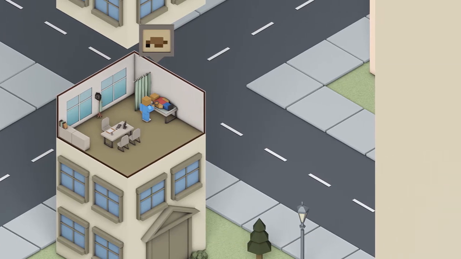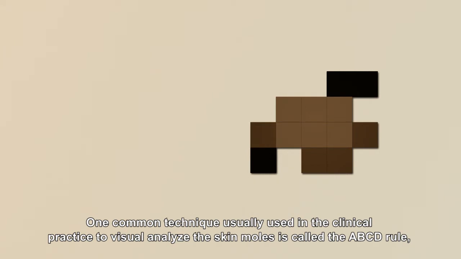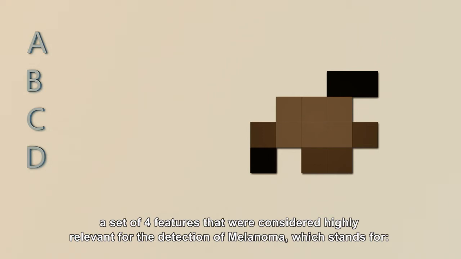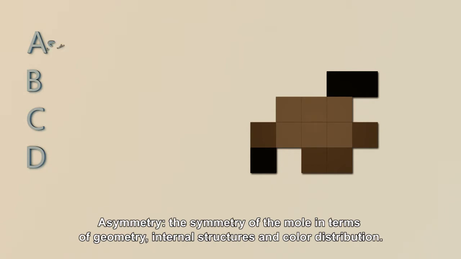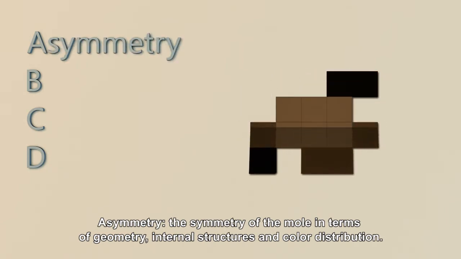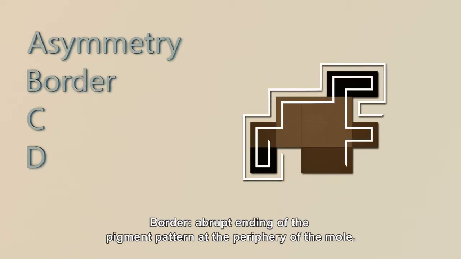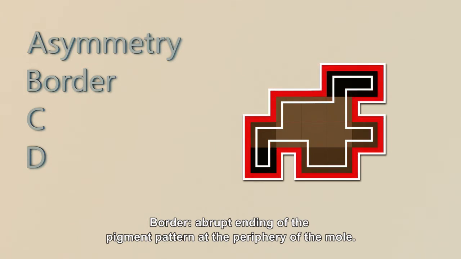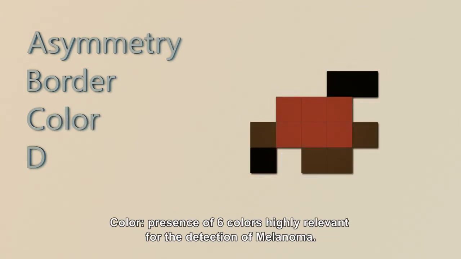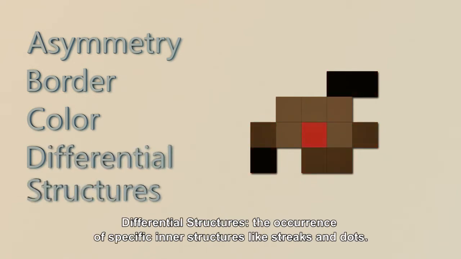previously analyzed moles. One common technique usually used in clinical practice to visually analyze the skin moles is called the ABCD rule, a set of 4 features that were considered highly relevant for the detection of melanoma, which stands for asymmetry, the symmetry of the mole in terms of geometry, internal structures, and color distribution. Border, abrupt ending of the pigment pattern at the periphery of the mole. Color, presence of 6 colors highly relevant for the detection of melanoma. Differential structures, the occurrence of specific inner structures like streaks and dots.